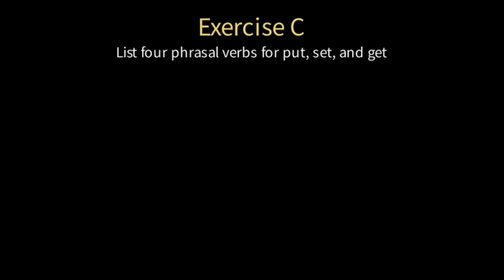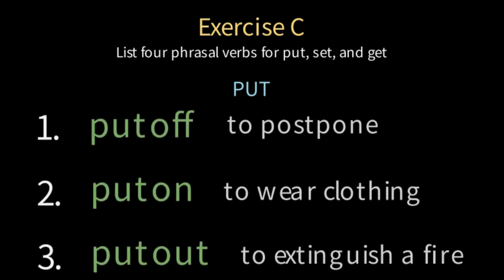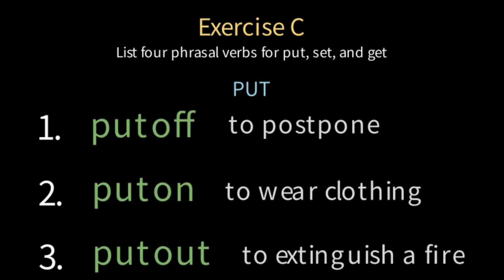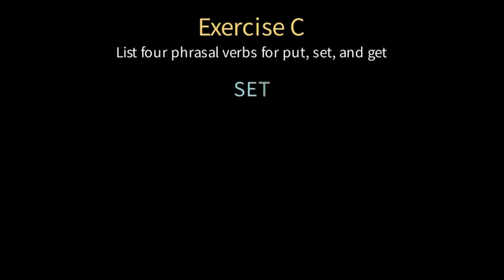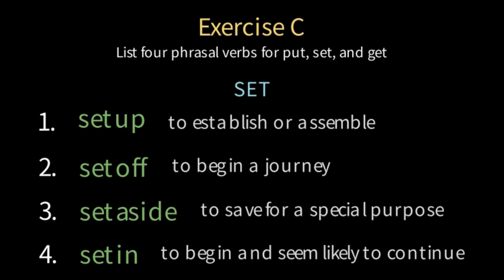The phrasal verbs beginning with put are put off, it means to postpone. Put on, it means to wear clothing. Put out, to extinguish a fire. And put up with, it means to tolerate. The phrasal verbs beginning with set are set up, it means to establish or assemble. Set off, it means to begin a journey. Set aside, it means to save for a special purpose. And set in, it means to begin and seem likely to continue. Example, winter has set in. To improve your vocabulary, practice using these phrasal verbs in sentences.